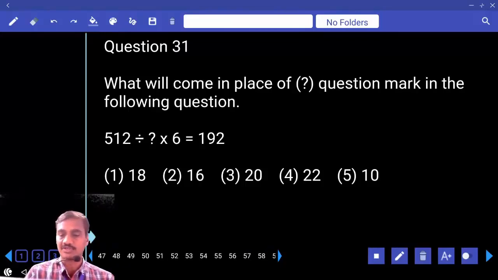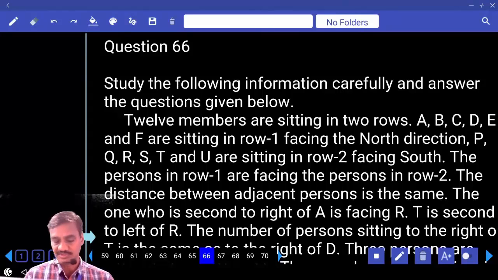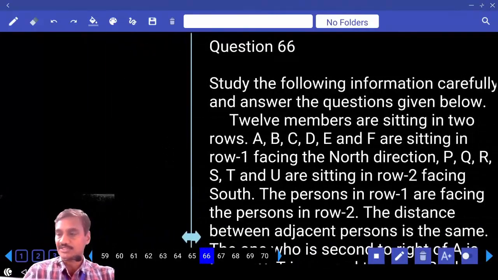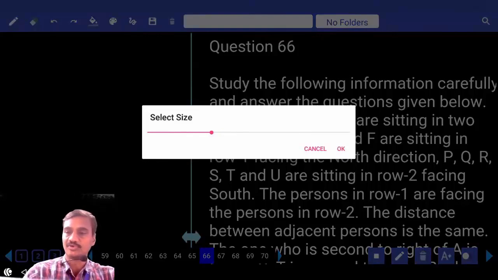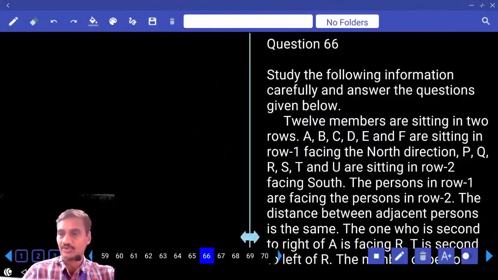Now 66 onwards it comes under the reasoning section. First, questions 66 to 70: parallel rows. How many persons are there? There are 12 members, and these 12 members are seated in two different rows, row 1 and row 2.